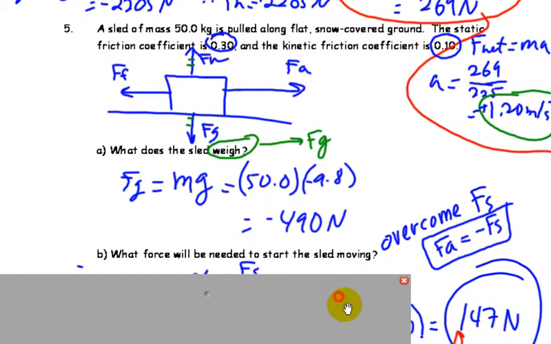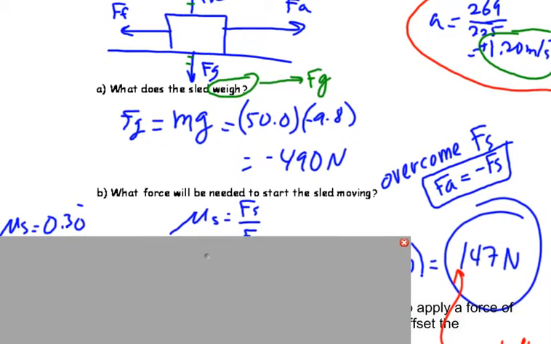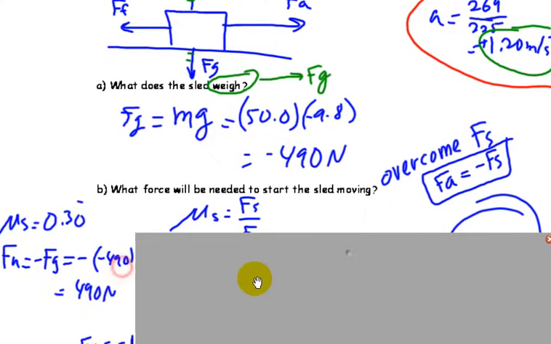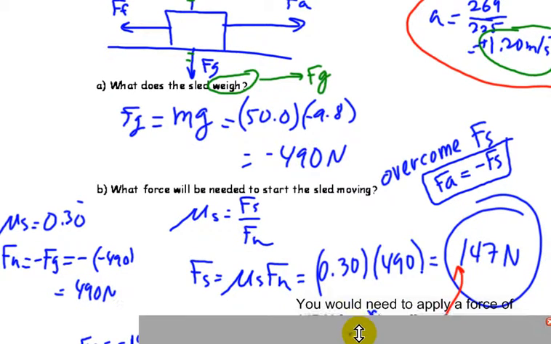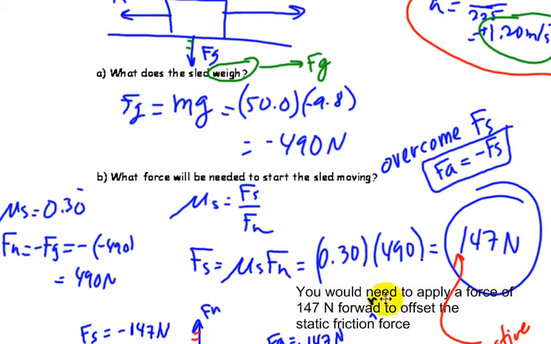So looking at the coefficient of static friction, which is what I know, and of course Fn is the opposite of Fg, so the negative of negative 490 is positive 490. So you can see I'm rearranging that, and I get my static friction force. So what this means, I get positive 147. I need to apply a force of 147 newtons forward to offset the friction force. If I apply any force larger than that, it will accelerate. And that's of course what you would have to do to get this object moving. Apply a force just slightly bigger than that friction force.